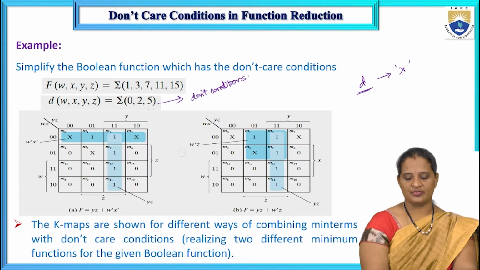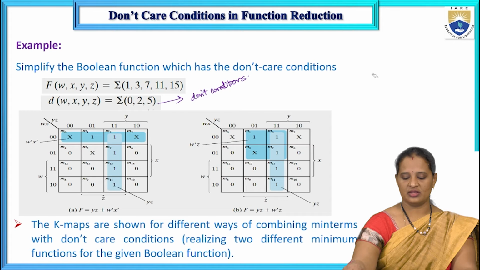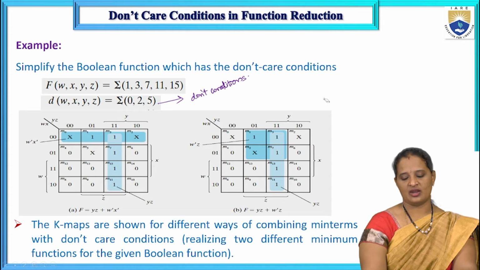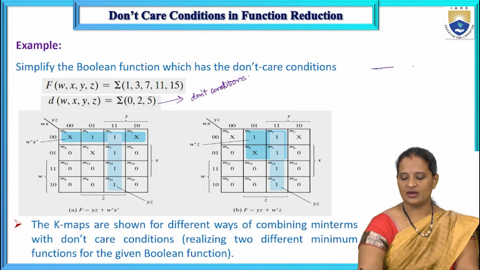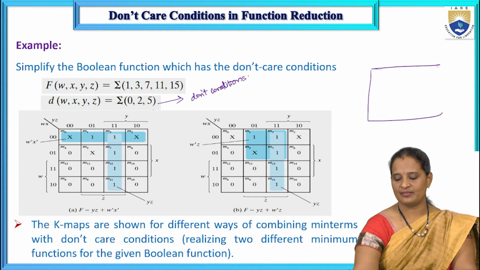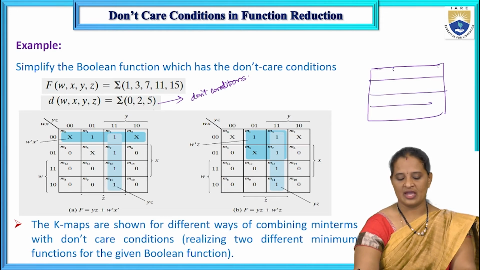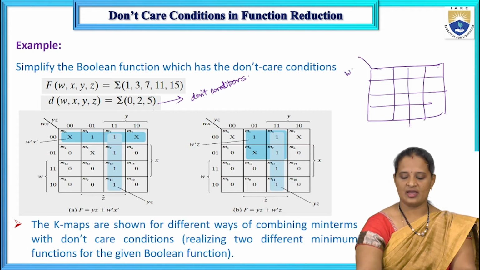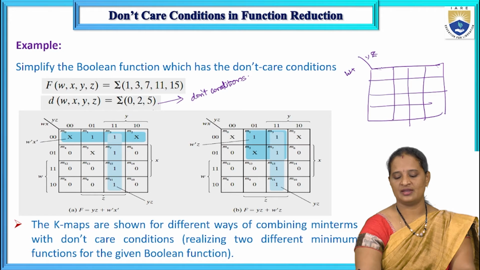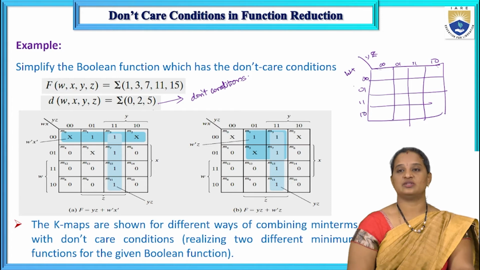Now I'm going to map this. Here I'm drawing the K-map again so you can understand easily. How many variables does the function have? It is a 4 variable function and the variables are w, x, y, z. So I'm writing w, x, y, z, with 0 0, 0 1, 1 1, 1 0 along the rows and 0 0, 0 1, 1 1, 1 0 along the columns.